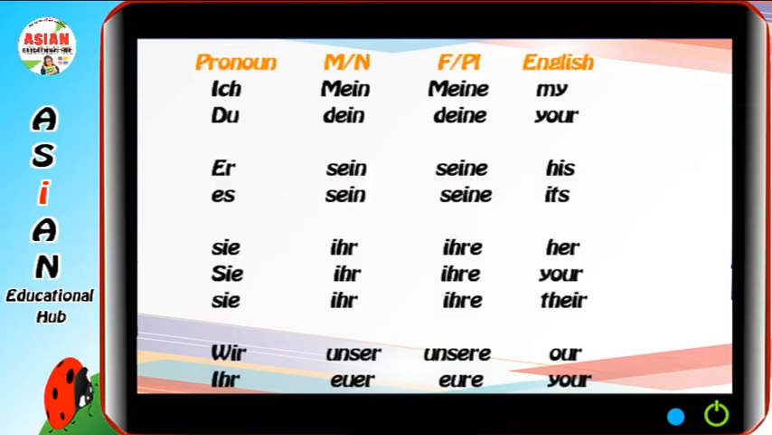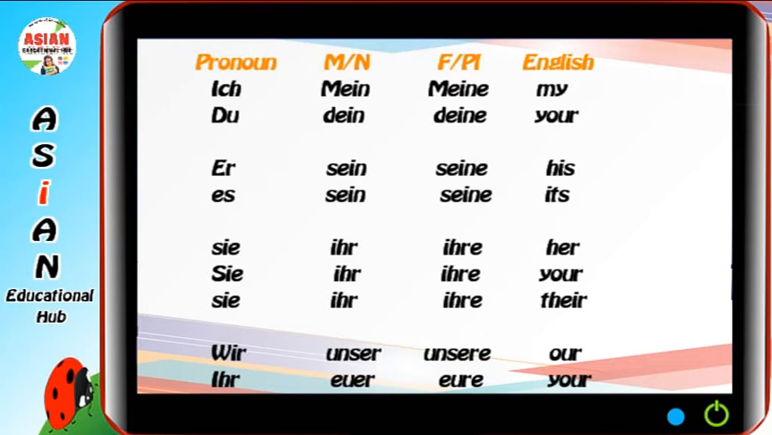Let us see first what the possessive adjectives are. For ich, in masculine or neuter noun, we have here mein. And for feminine and plural, we have to use meine for my. If we use my father, we have to use mein Vater. And if we use my mother, we have to use meine Mutter. It depends on the gender of the noun.